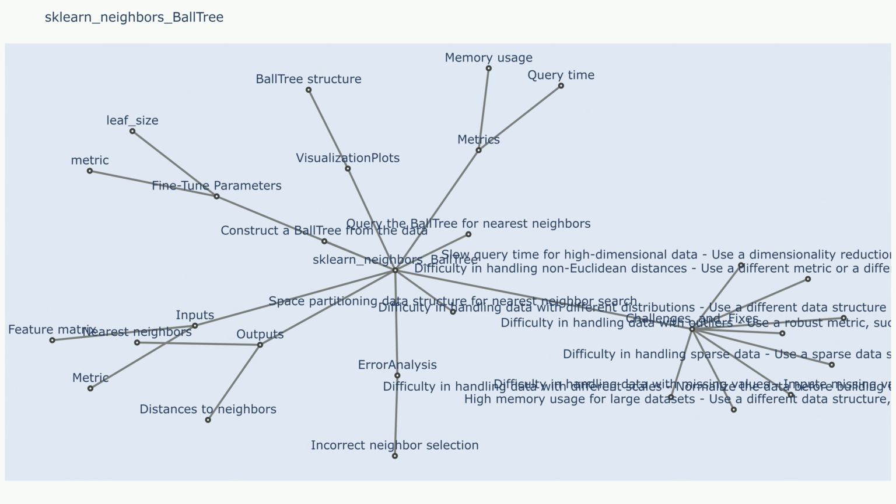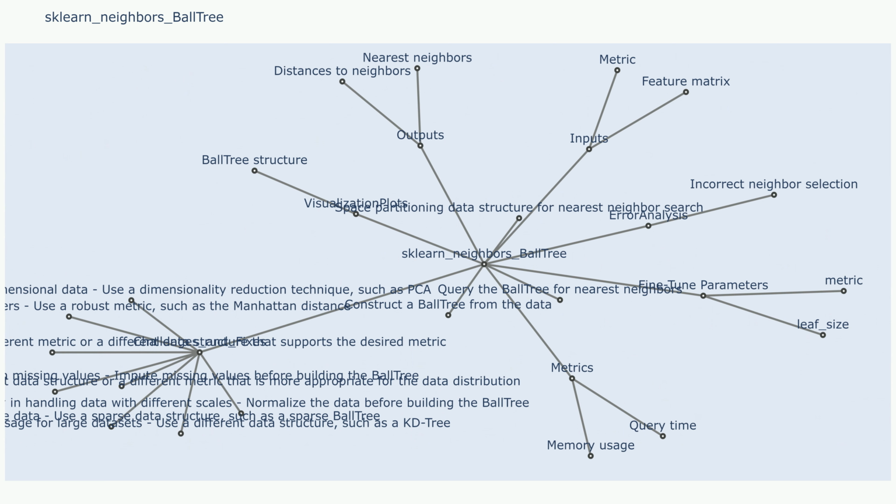to the query point. Metrics: distance metrics: the ball tree supports various distance metrics, allowing users to choose the most appropriate one for their data and application. Common metrics include Euclidean distance, Manhattan distance, Chebyshev distance, and cosine distance.